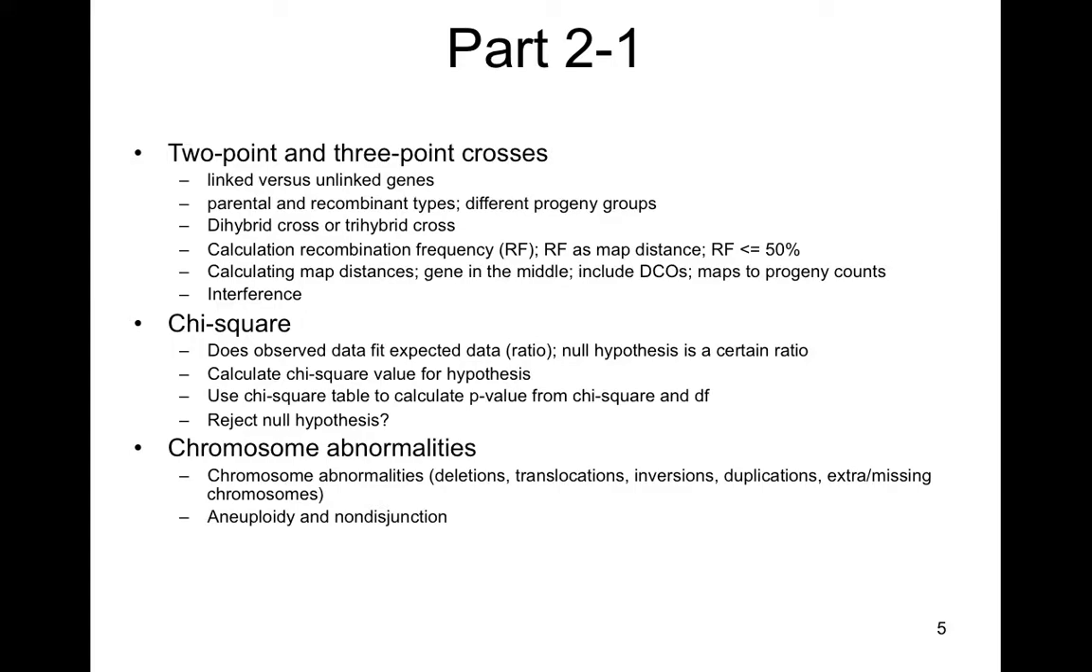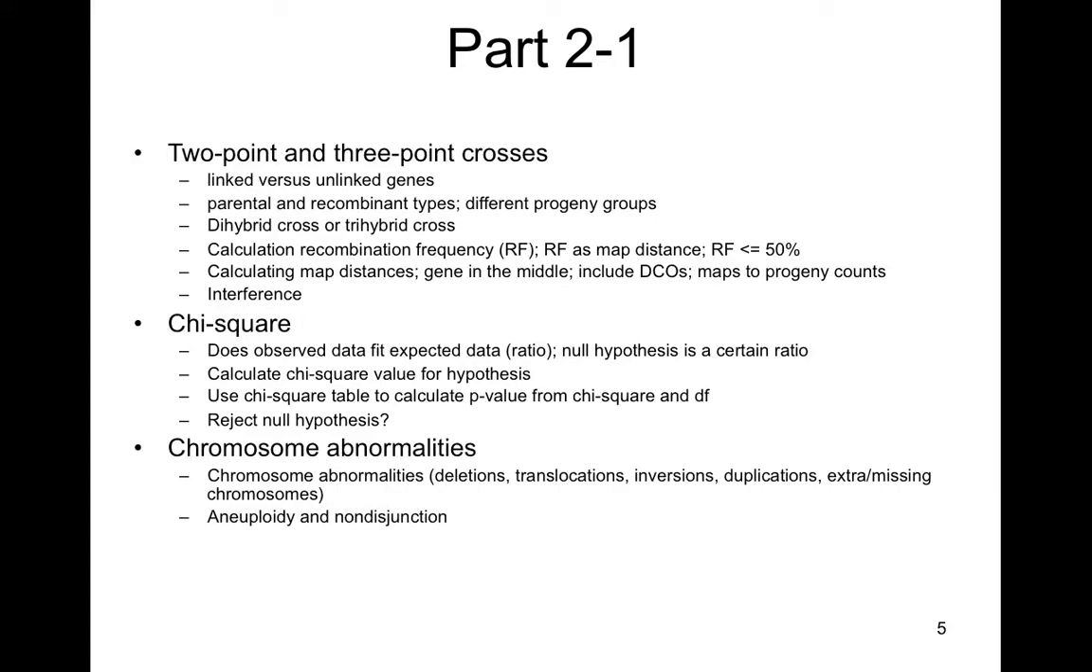And from those we can calculate the recombination frequency, and we can use recombination frequency to calculate map distances and to make genetic maps. And remember, the recombination frequency is always less than or equal to 50%. So some of the things you should be able to do from 2-point and 3-point cross data is calculate map distances from the cross, figure out the map order, and in particular the gene in the middle. And the key with the 3-point cross, and the advantage of the 3-point cross over the 2-point cross, is the ability to count the double crossovers. And so you must include those in the calculation.